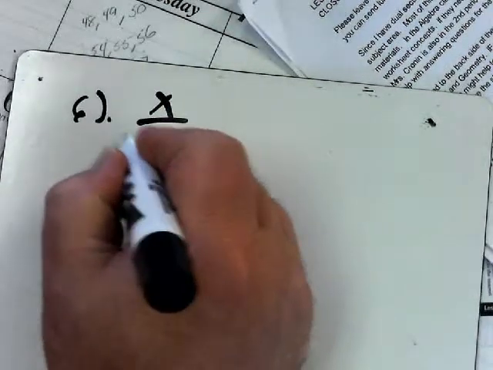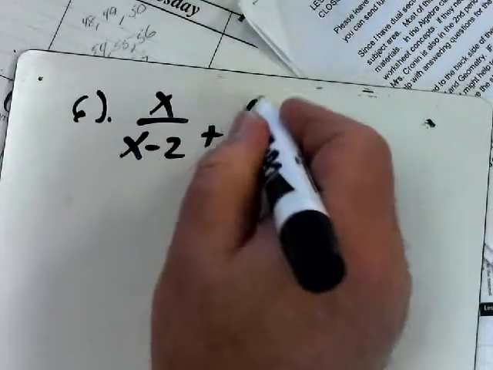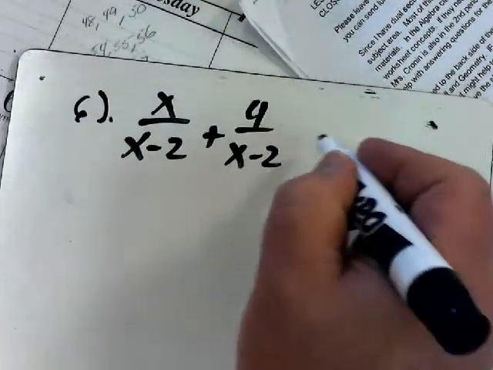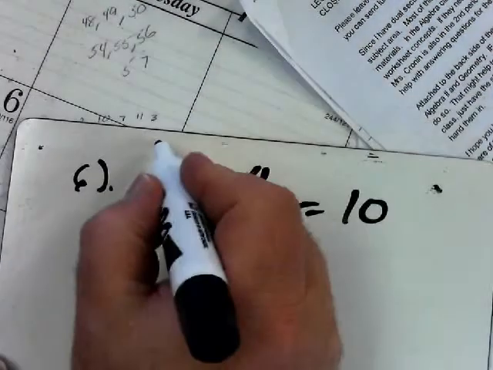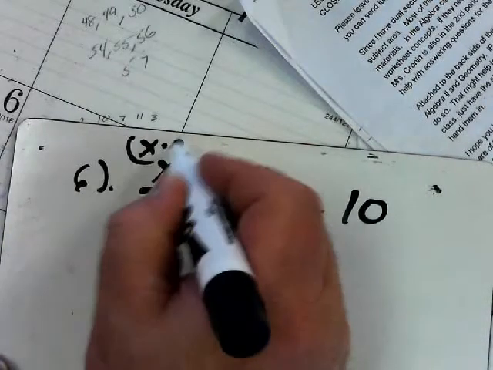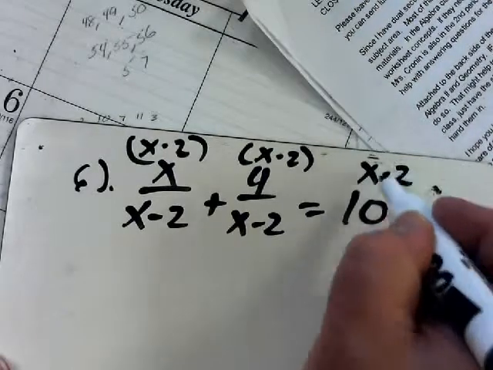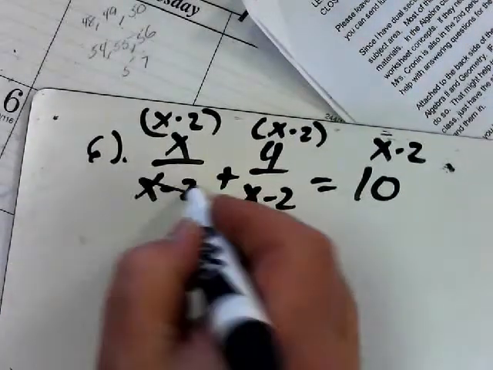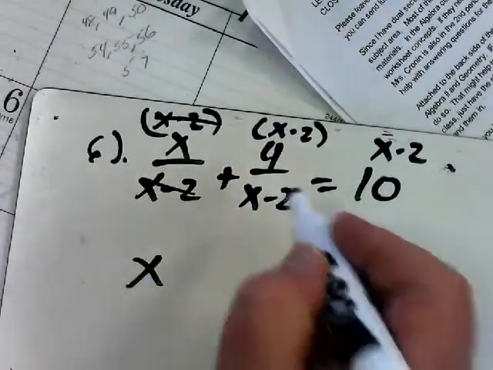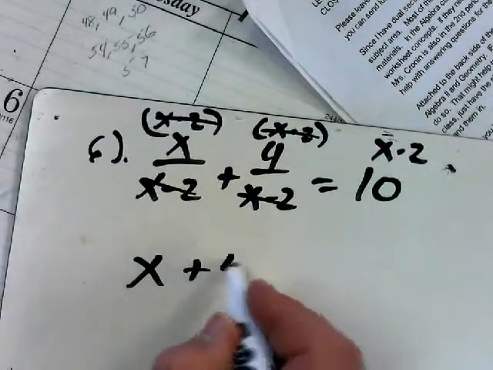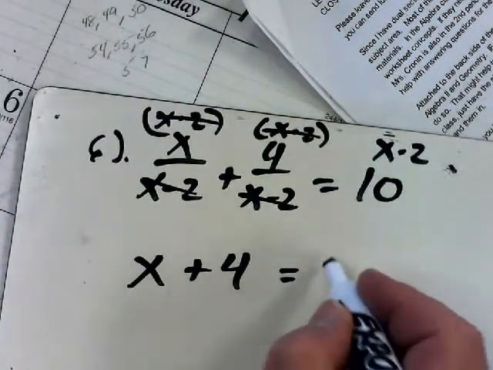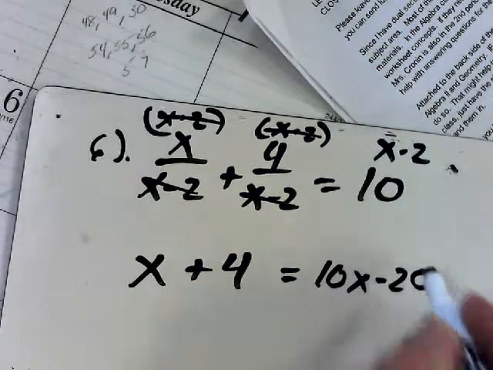Number 6. X over x minus 2 plus 4 over x minus 2 equals 10. It's common denominator. X minus 2, x minus 2, x minus 2. Which means this cancels this, leaving me with x. This cancels this, which leaves me with 4. And over here I'd have 10x minus 20.